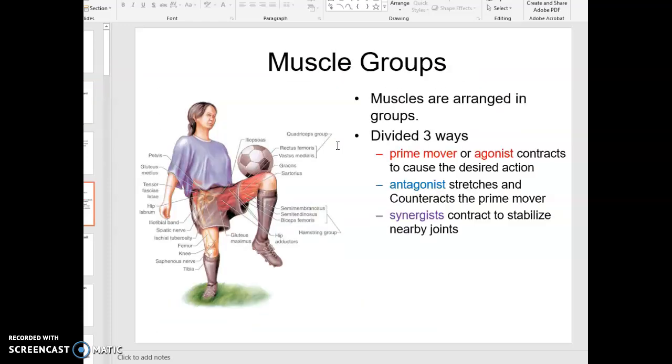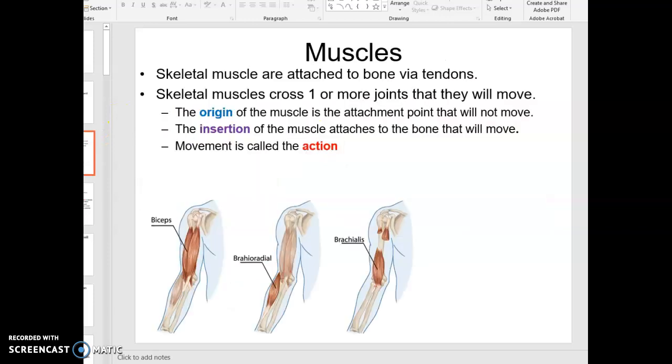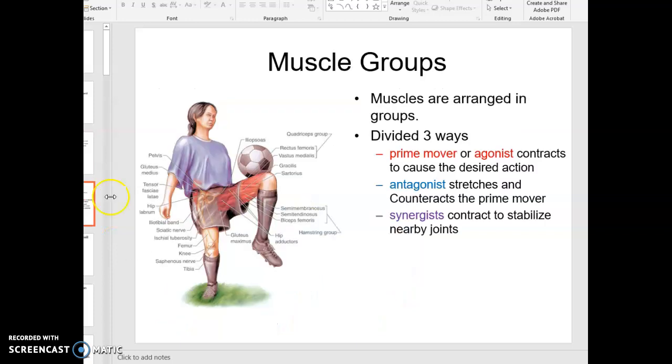Now, we did have some vocabulary terms. We talked about how muscles are in groups. And I'll ask you one of those group names. We have the prime mover, our agonist, that's doing the desired action. So the rectus femoris right here is going to be inserting there. It's going to extend the lower leg. That would be the prime mover for extension of the lower leg.